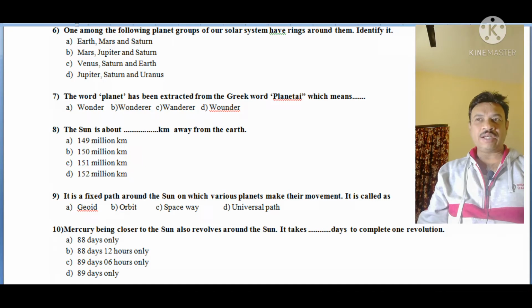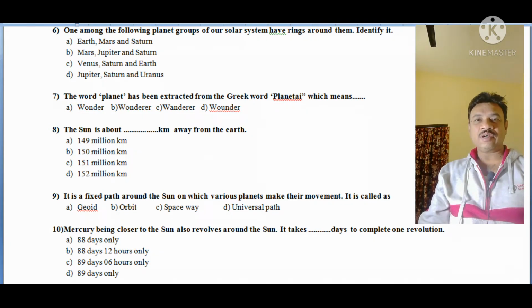The word planet has been extracted from the Greek word planatia, which means what? Wonder. Here you see I have made a trick, and this is exactly what CTET does. Wonder, wanderer, wander, wanderer, and wounder, wonder. I mean, what about planatia is the correct one. Now, your answer should go with wanderer, C.